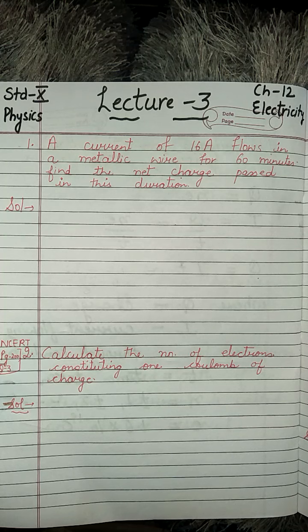So your question number 1 is a current of 16 ampere. Whenever you have to go with the numericals in physics, there are 5 rules which are supposed to be followed for the calculation of numericals. Rule number 1 is to write what is given to you. Rule number 2 is to write what you want to find out. Rule number 3 is to write the formula with which the calculation will be done and your answer will come out.